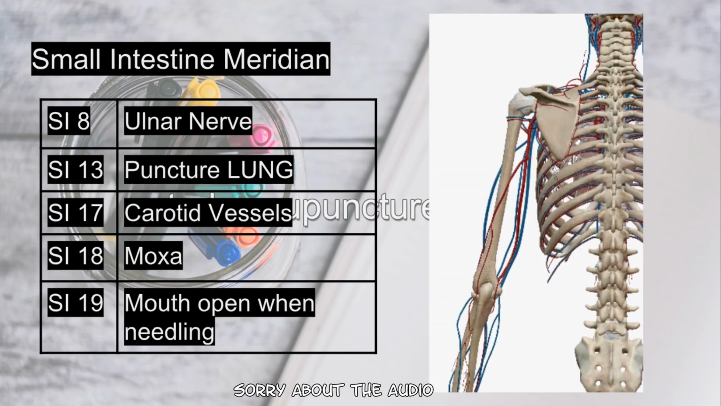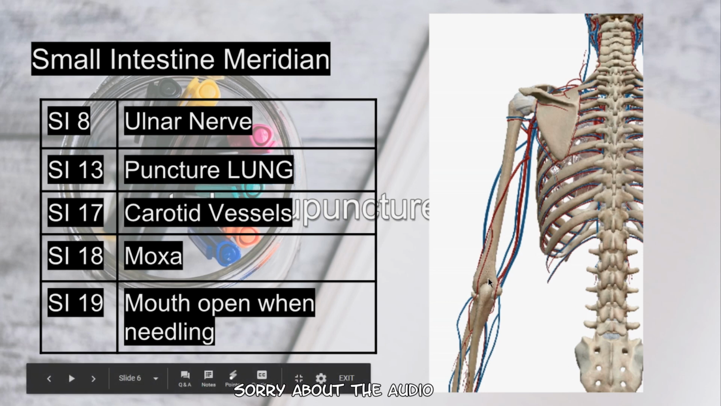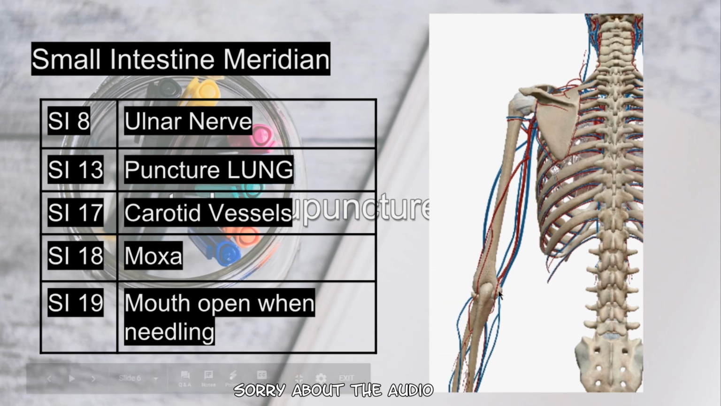All right, so next we have the small intestine meridian. Small intestine meridian, we have small intestine 8, 13, 17, 18, and 19 as the more high yield points. So small intestine 8, this one's called Xiao Hai. It's located at the elbow, so it's a He, and it's the earth point of the small intestine channel.